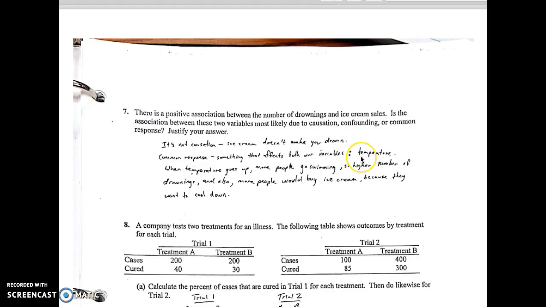And at the same time, if the temperature goes up and it's summer, there's probably going to be more people buying ice cream. There's not very many people that buy ice cream in the middle of the winter. There's not very many people who go swimming in the middle of the winter. So I call this common response because there's a variable that we can find that affects both of the variables talked about in the problem.